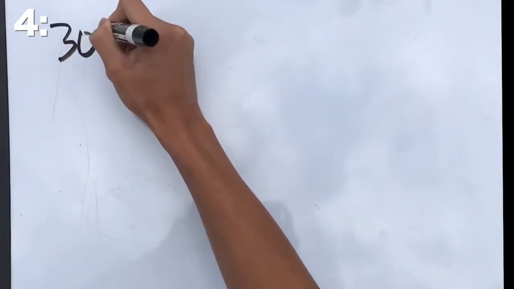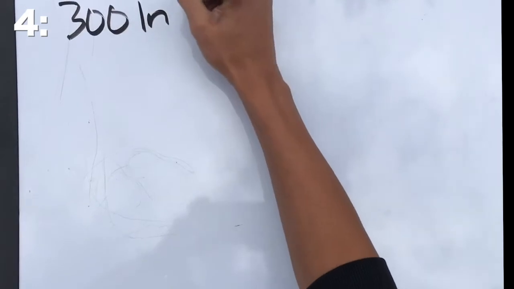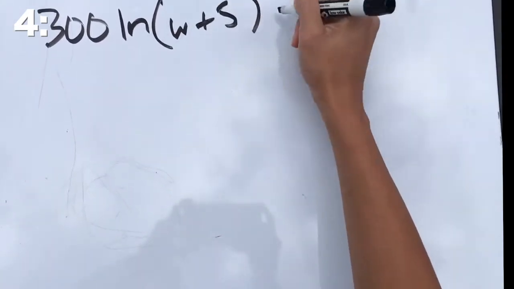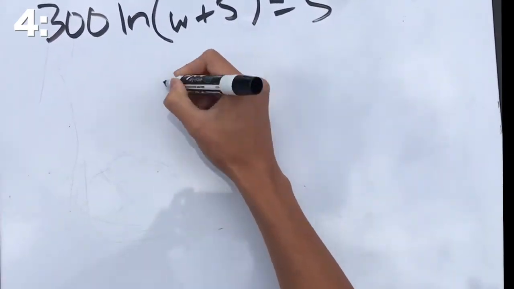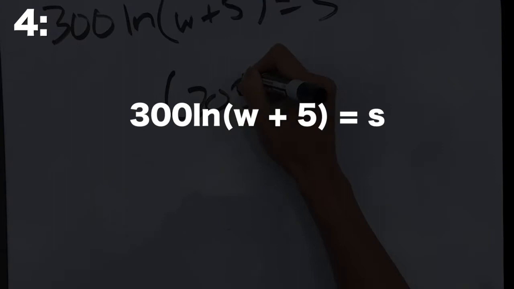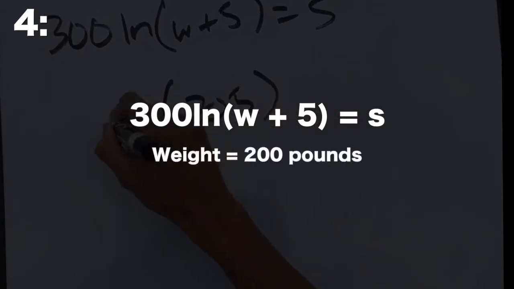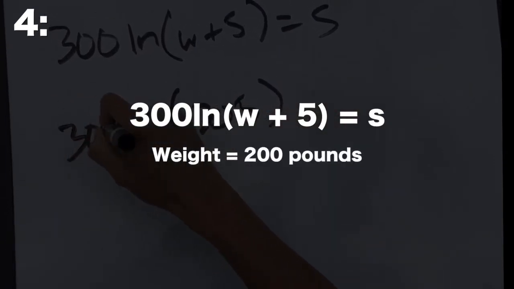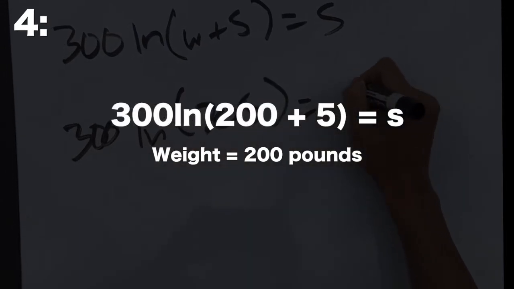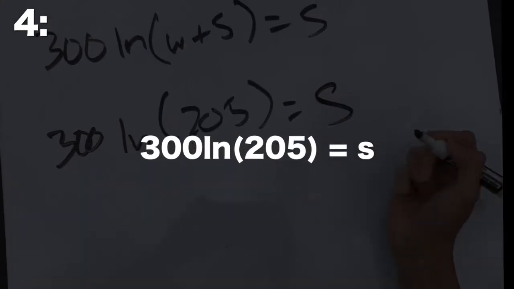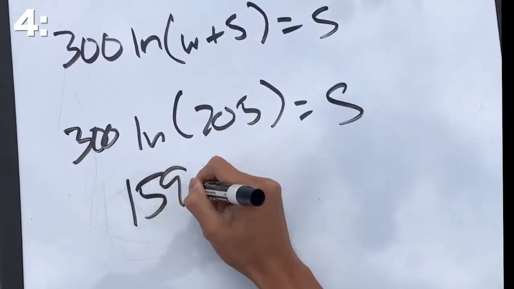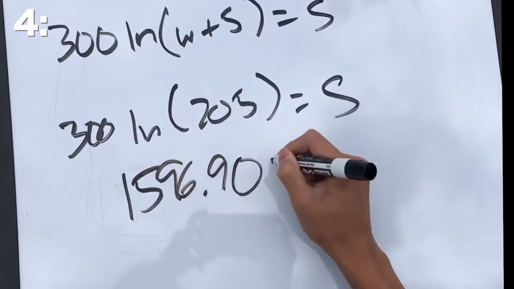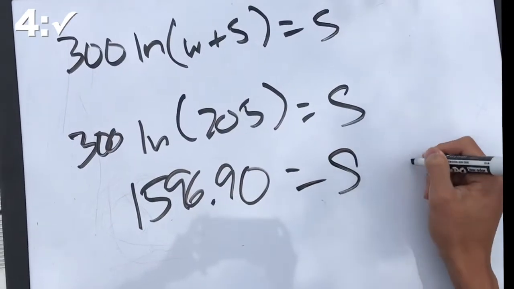To solve this application problem, we had to use the provided equation, which is 300 natural log of W plus 5 is equal to S, where S represents strength in newtons and W represents weight in pounds. After reading through the application problem, we know that the weight is 200 pounds. So basically, all we have to do is replace W with 200, leaving our equation as 300 natural log of 205 is equal to S. After inputting this into the calculator, we find that strength is approximately 1,596.9 newtons.